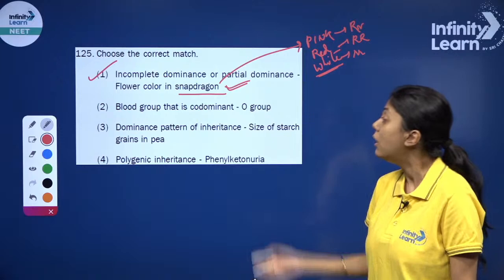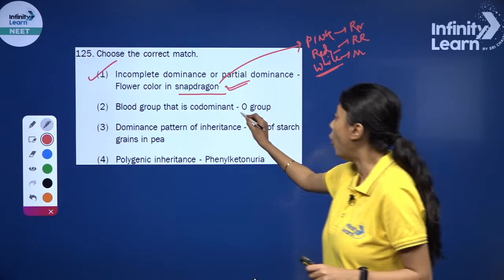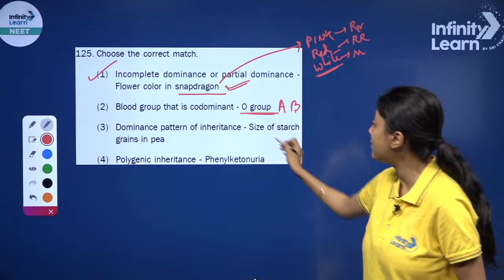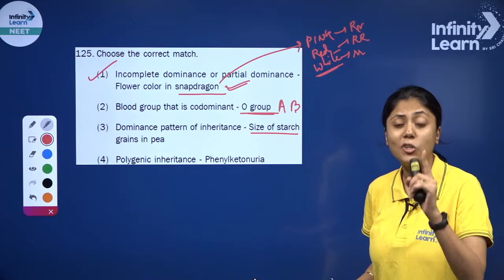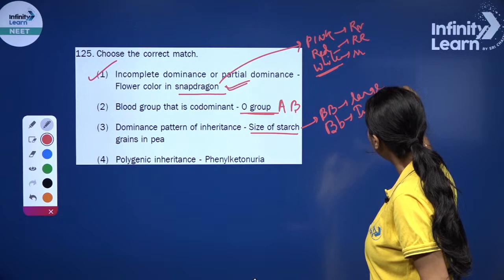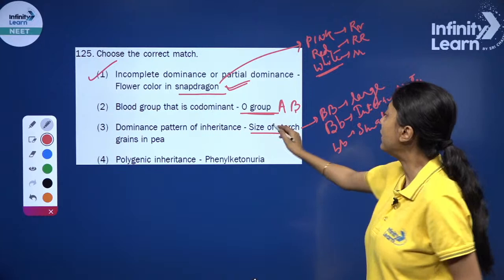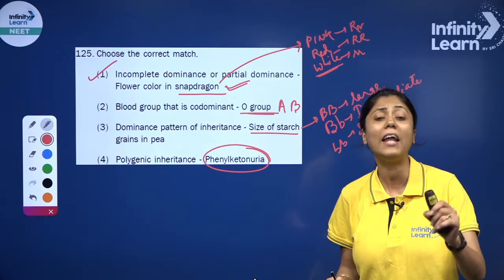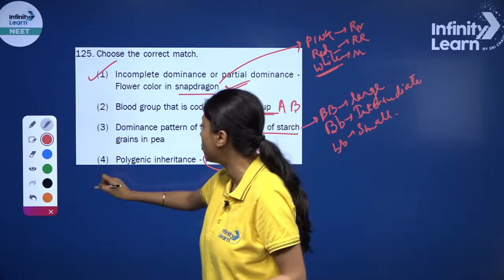Blood group that is co-dominant, it is AB. Dominance pattern of inheritance, size of starch grain. No, size of starch grain shows incomplete dominance. If it is capital B, then the starch grain size would be large. If it is capital B, small b, then the starch grain size would be intermediate. And if it is small b, then it would be small. So it does not show a dominance pattern. Polygenic inheritance, phenylketonuria. No, phenylketonuria is an example of pleiotropy, not polygenic inheritance. So all of these are incorrect. First option is the correct match.